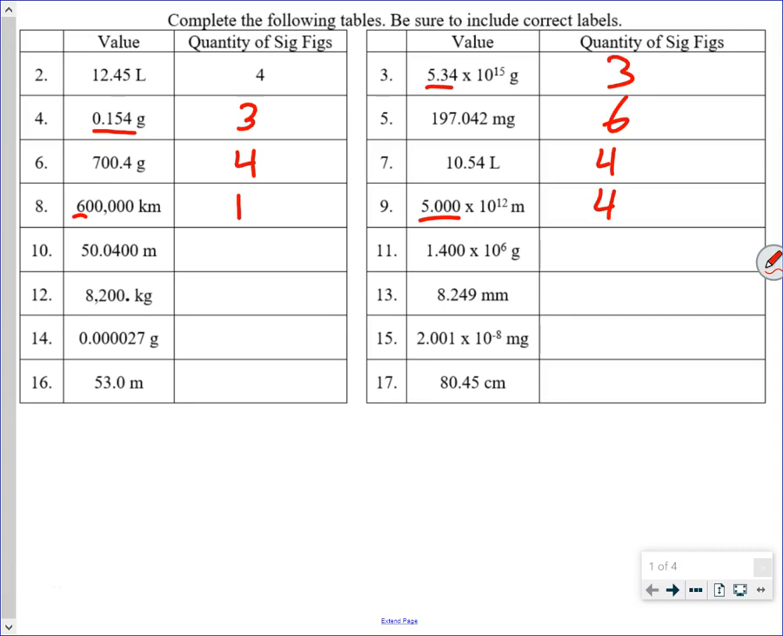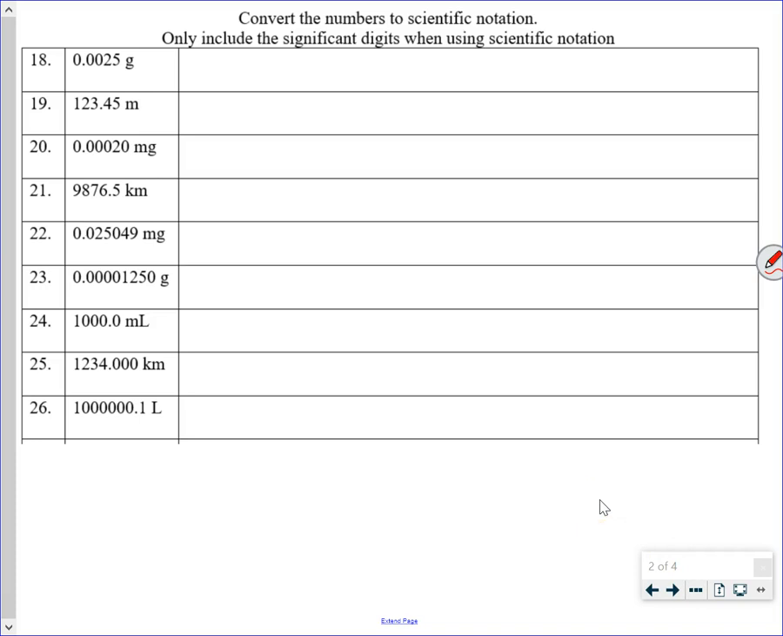So that's pretty much the pattern. Zeros that come before your first number never count. Zeros that are trapped are significant. And zeros to the right of your last non-zero will be significant if there's a decimal, and they will not be significant if there isn't. I'm going to switch gears and jump to the lower portion on scientific notation and show some of these.